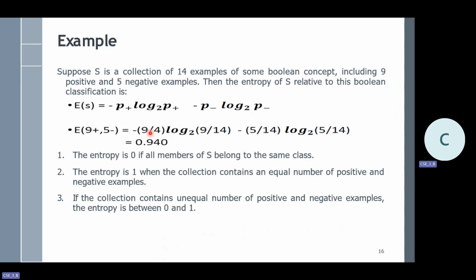Now it is important to realize that if all members of S belong to the same class, the entropy is 0. The entropy is 1 when the collection contains an equal number of positive and negative examples. If the collection contains an unequal number of positive and negative examples, the entropy is between 0 and 1.